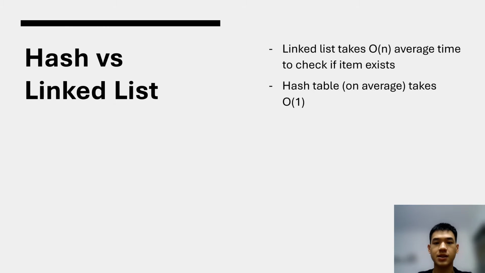When we look at linked lists, we know that the average time taken for operations on linked lists would be O(n) on average, because you would have to traverse the whole list for an unsuccessful case. Whereas for a hash table, on average, it takes about O(1), and we will see why in the next slide.